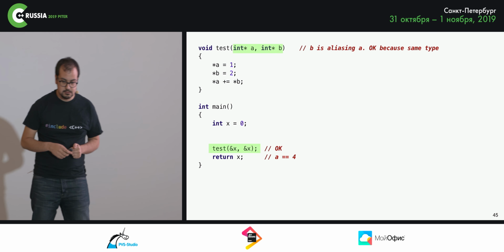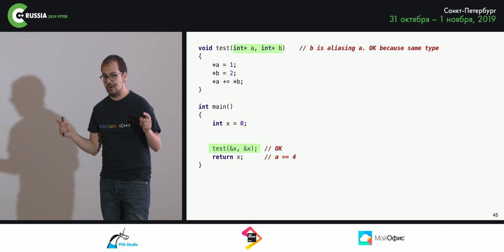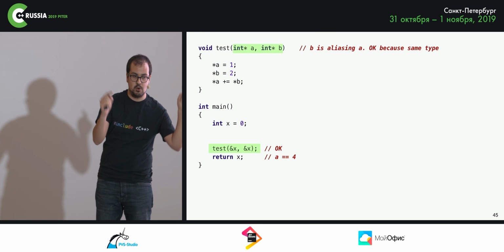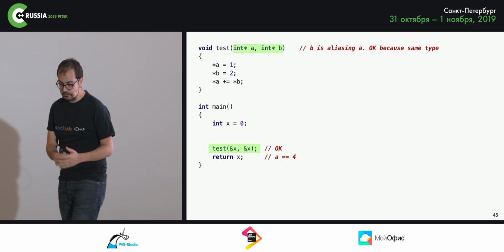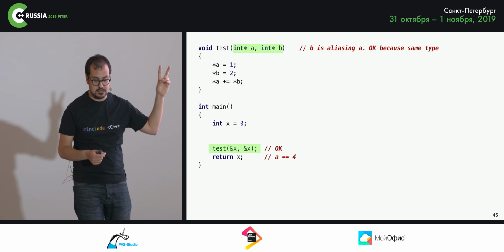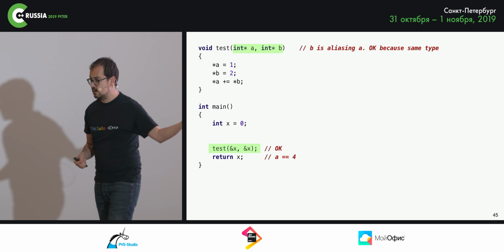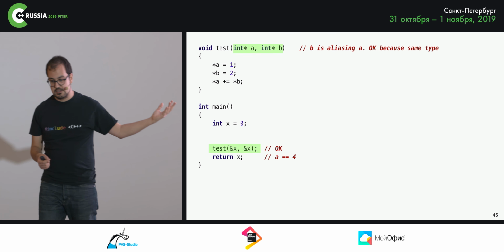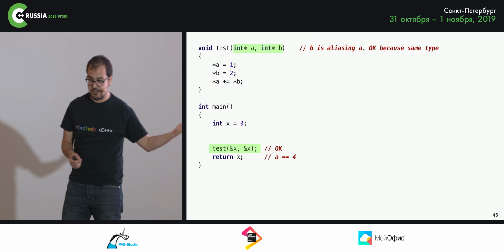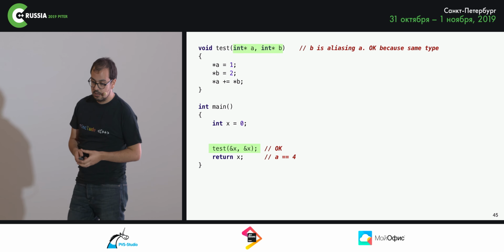So what's happening here is that B is aliasing A, right? Which means we have 2 pointers that alias each other, which means they point to the same object. But because they're the same type, they're both pointers to an int, that's okay. You can do this. This program runs. This program returns 4. So the rules in C++ are that this aliasing stuff is fine if they're the same type.